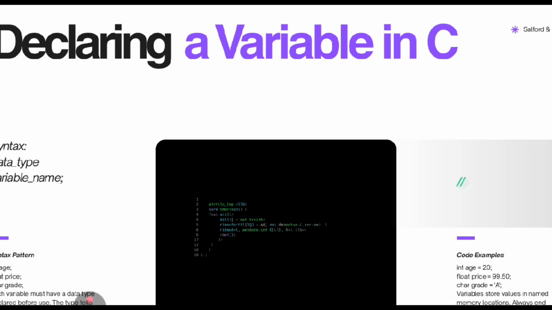That's it for today on variables. In our next class we will move on to operators in C and data types, where we will learn how to perform calculations and logic using these variables.